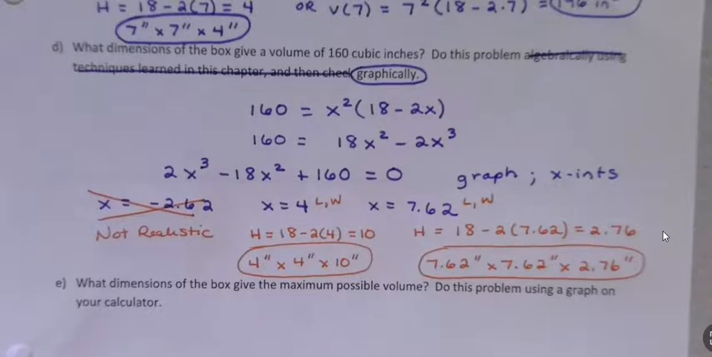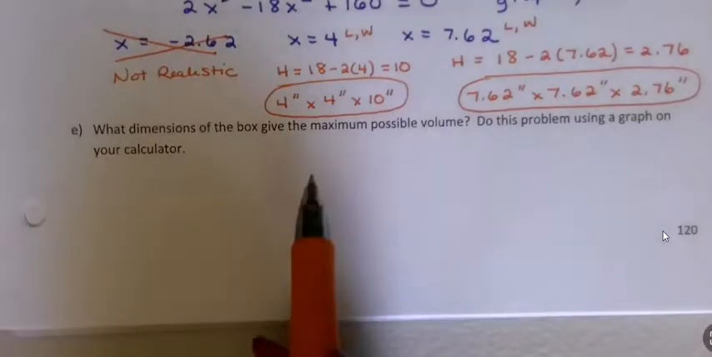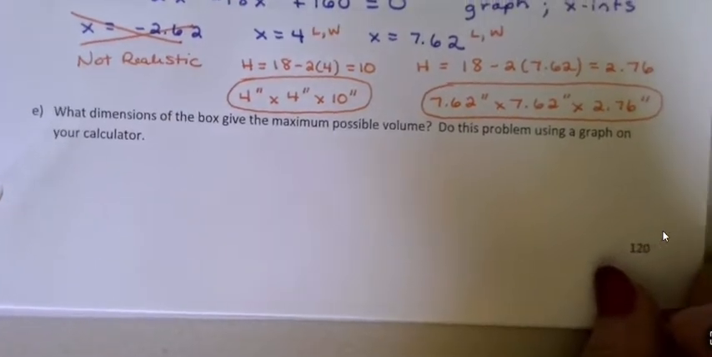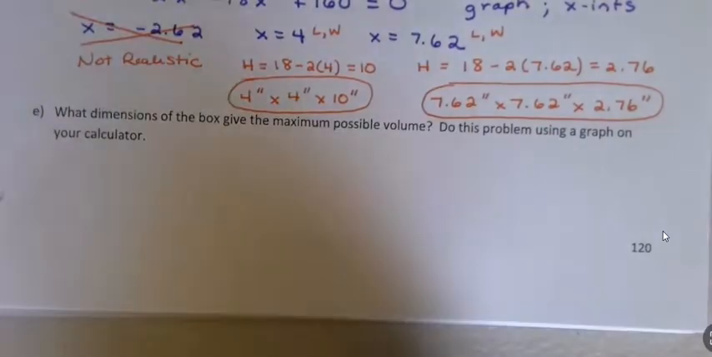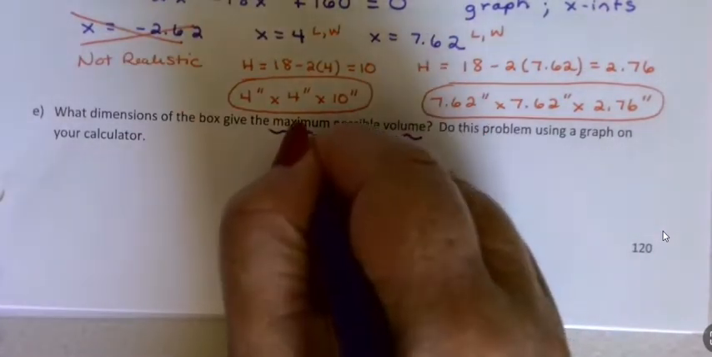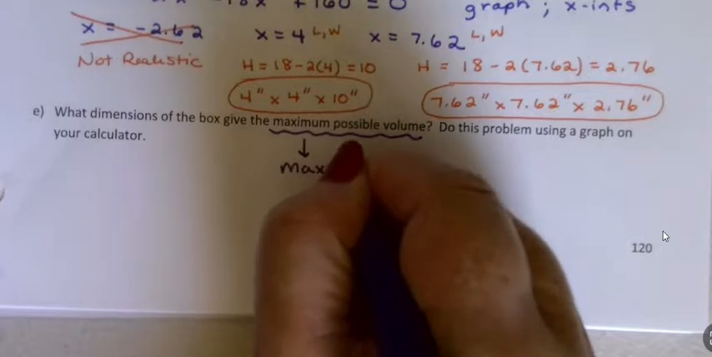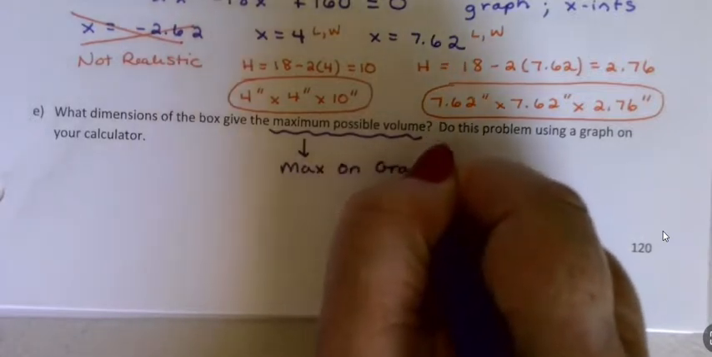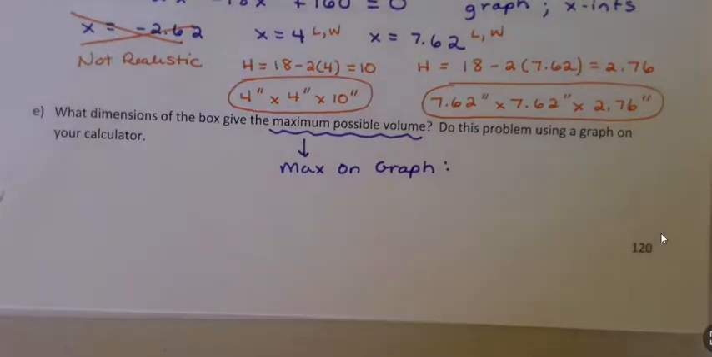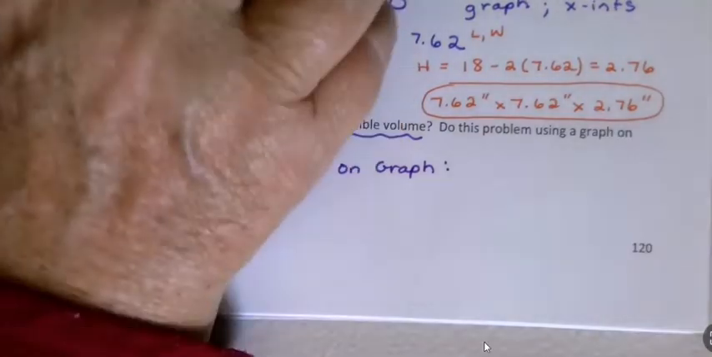All right, last question on this one. What dimensions of the box give the maximum possible volume? And it specifically says to use a graph, but we're using the graph for all of these. So when I think maximum possible volume here, I'm just going to look for the max on the graph. So let me go back over to Desmos briefly, and we'll just find that max, then we'll talk about what it's telling us.